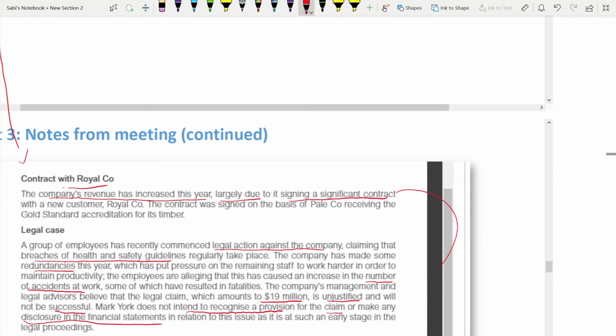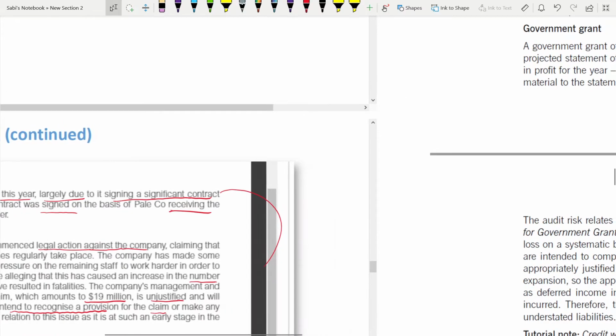And also, why have they received this contract? This was signed on the basis of receiving that gold standard accreditation. Because they have received that honor, they are receiving this contract. Otherwise they would not have received it. So if they cannot renew this gold standard, it will have an impact on their reputation. Hence, they might lose the contract also. If they lose the contract, revenue also will go down.